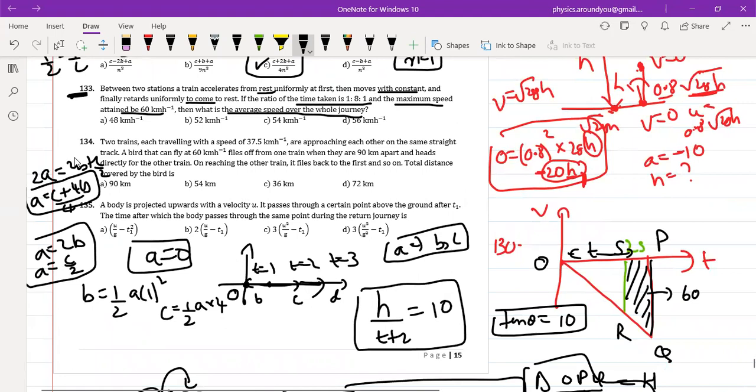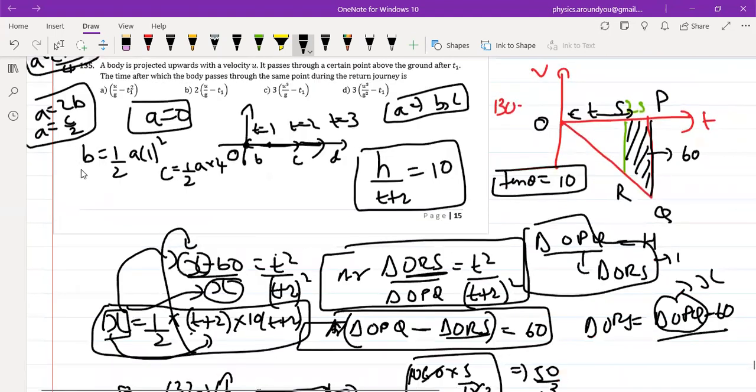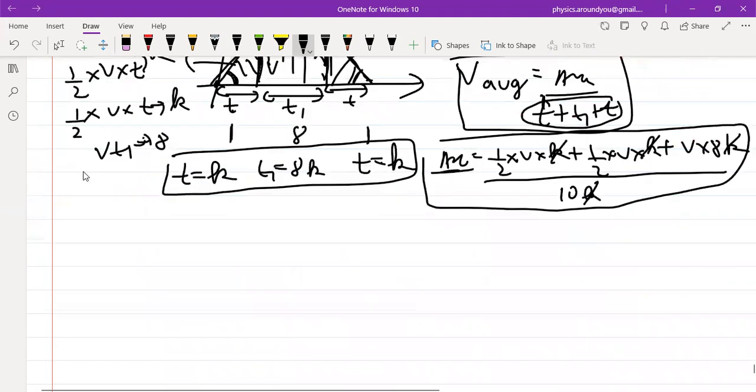Question number 134. This is a famous question, the case of a very crazy bird. In question number 134, there is a bird which is moving between two trains. In question 134, again, I will represent a train by a single line only.